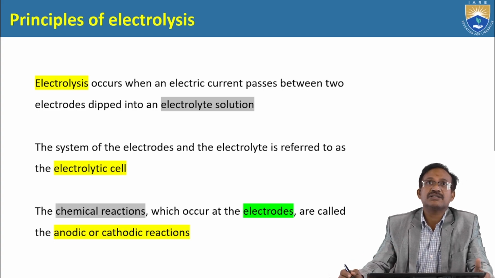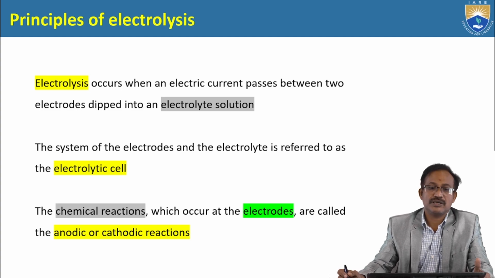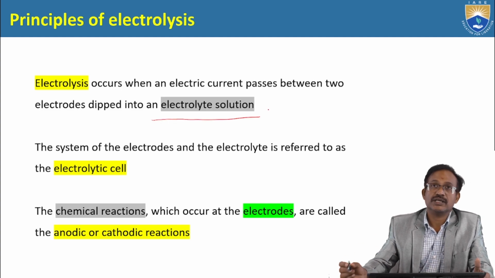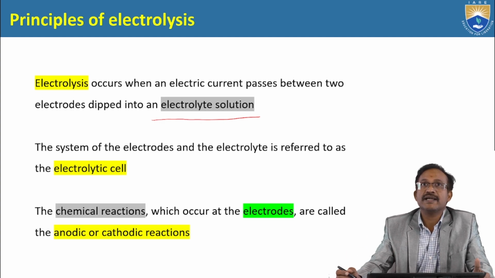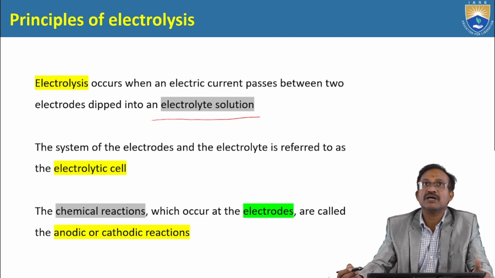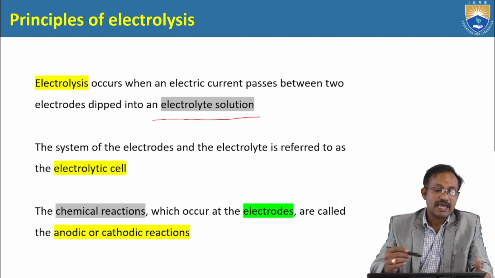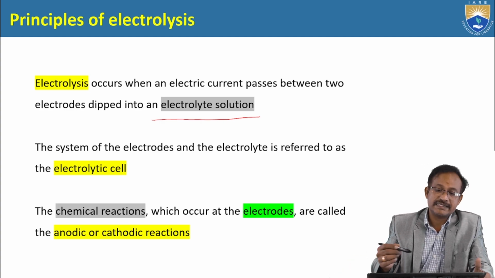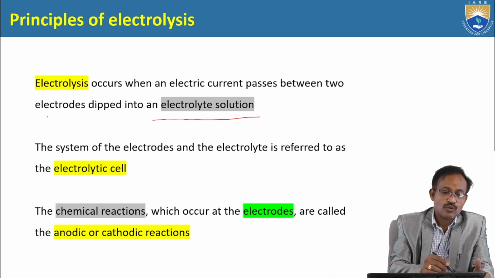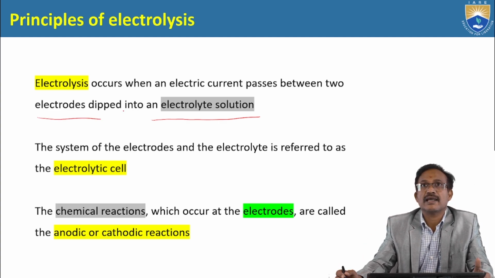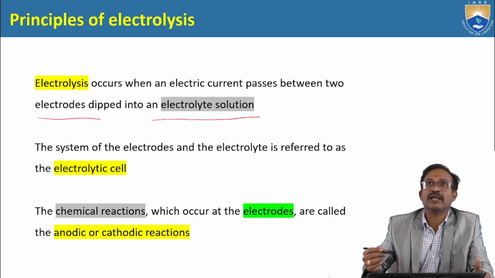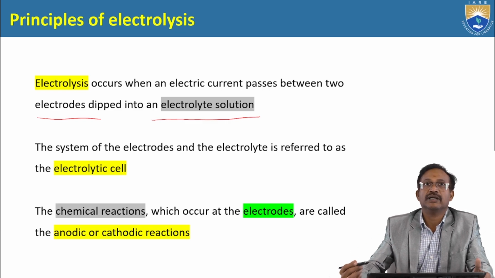Principles of electrolysis. Electrolysis occurs when an electric current passes between two electrodes dipped into an electrolyte solution. Here the electrolyte solution is an important parameter. Now let us see what these two electrodes are, what is anode, what is cathode, and all these things.